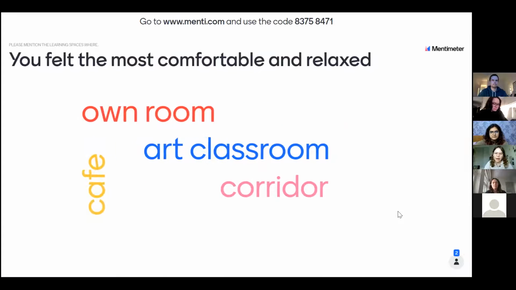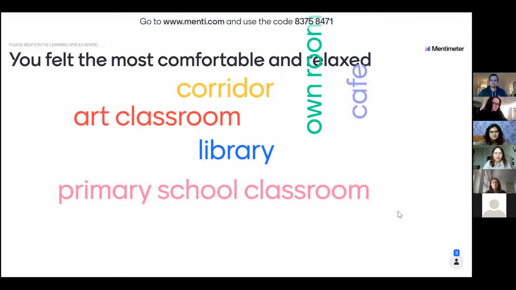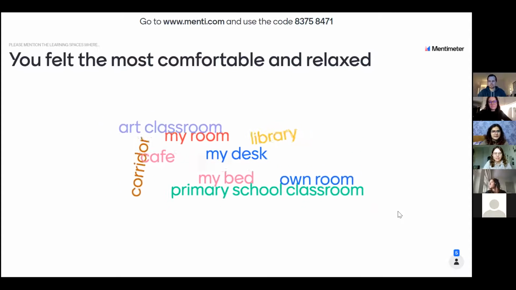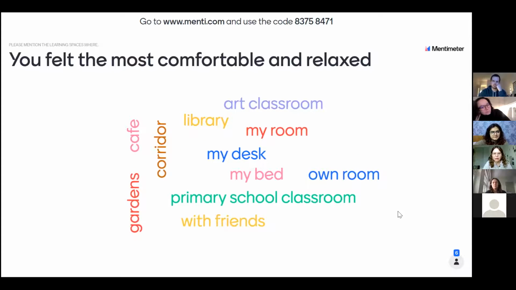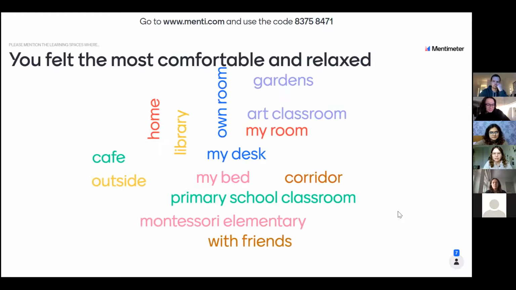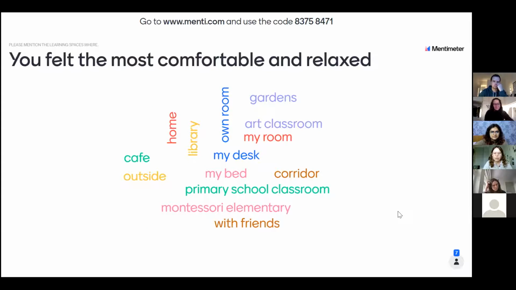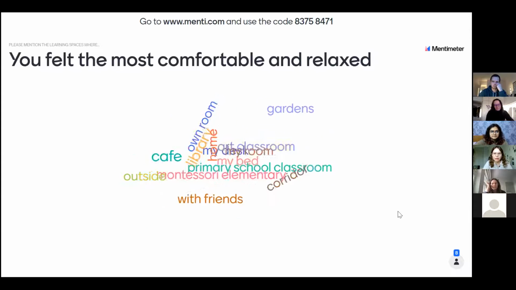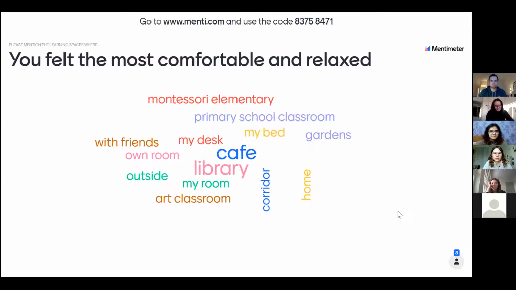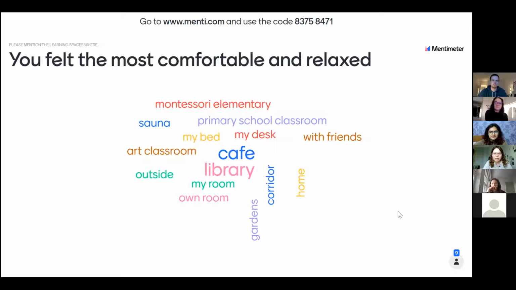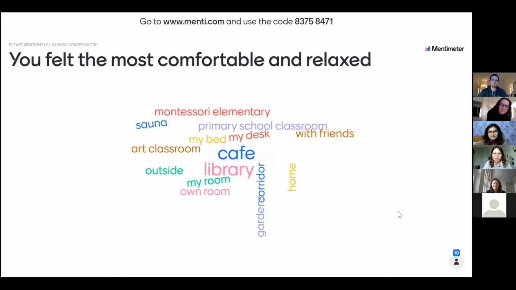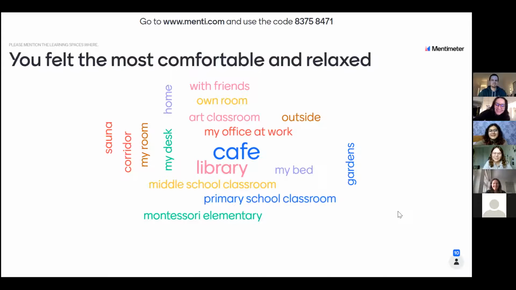So own room and our classroom, corridor, cafe. That's so interesting because many of those would be informal learning spaces, like a bed, coffee, gardens with friends, also primary school classroom, art classroom, home. Yeah, so many of those would be. Sauna. I was just laughing at that too. Sauna. Yeah.